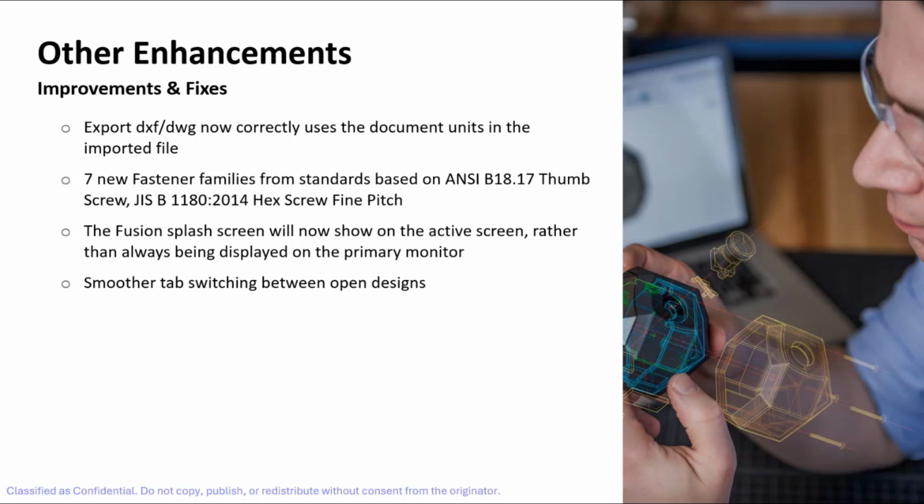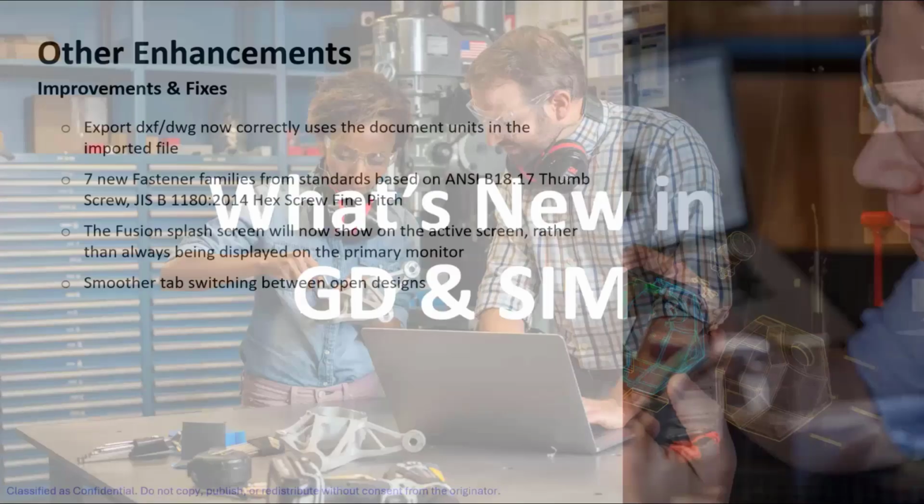The next one is 7 new fastener families from standards based on ANSI B18.17 thumb screw, JSB 1180, 2014 hex screw, 5 pitch. The next one is the Fusion splash screen will now show on the active screen rather than always being displayed on the primary monitor. The last one is smoother tab switching between open designs.